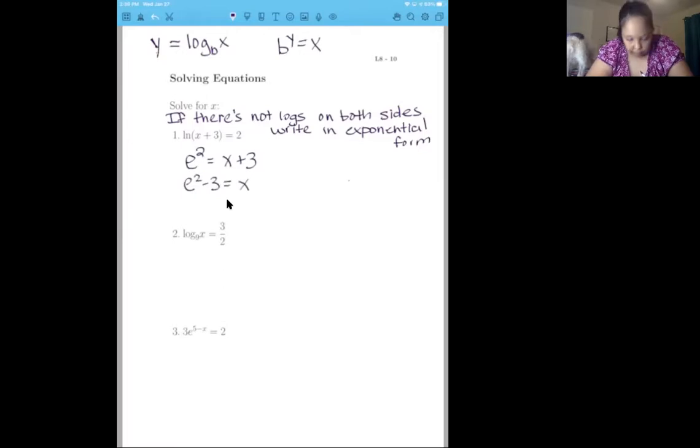We're going to do the same thing to number 2. So now I have a base 9 to the 3/2 equals x. This tells me take the square root of 9 and cube it. So the square root of 9 is 3, and I cube it and I get 27.